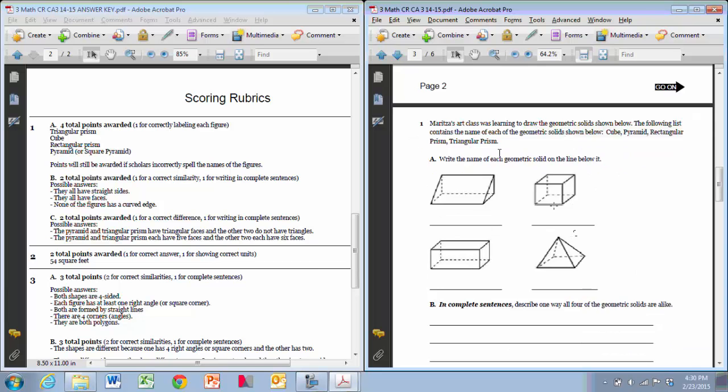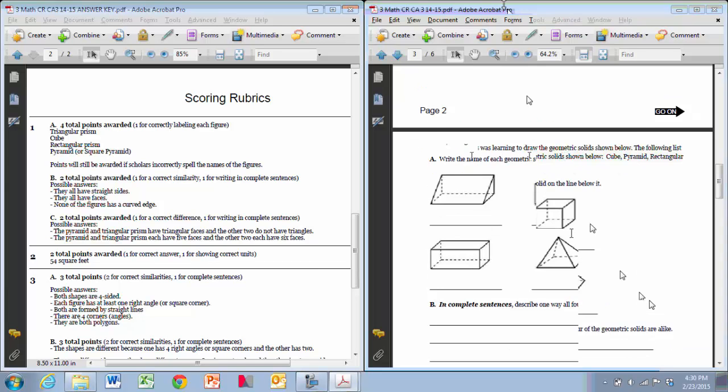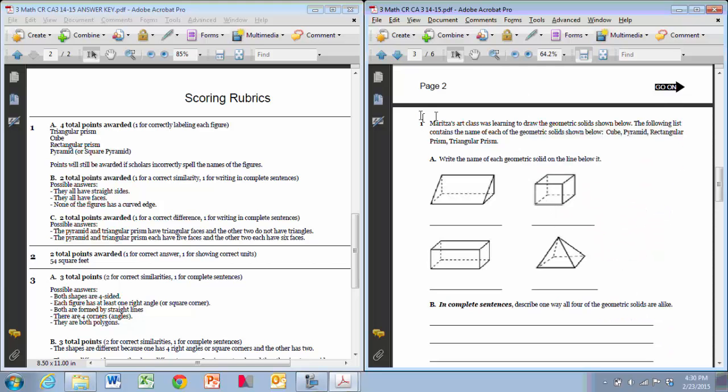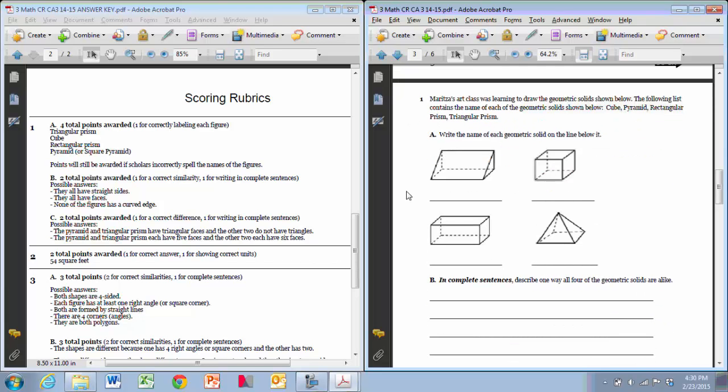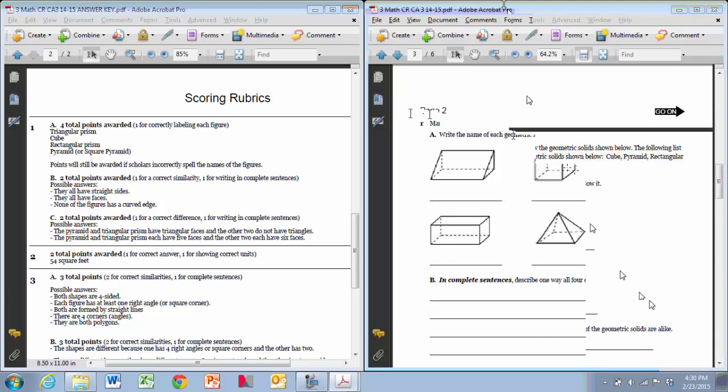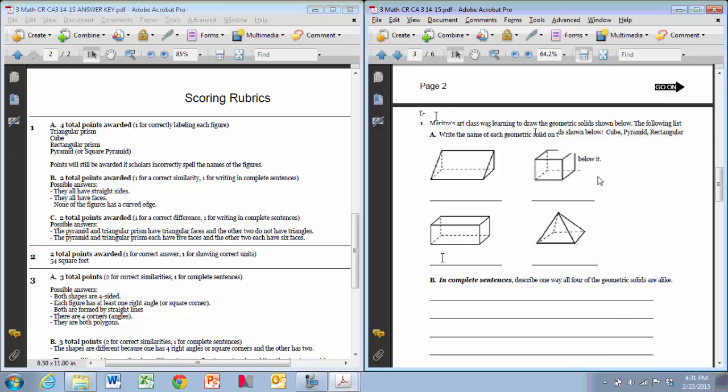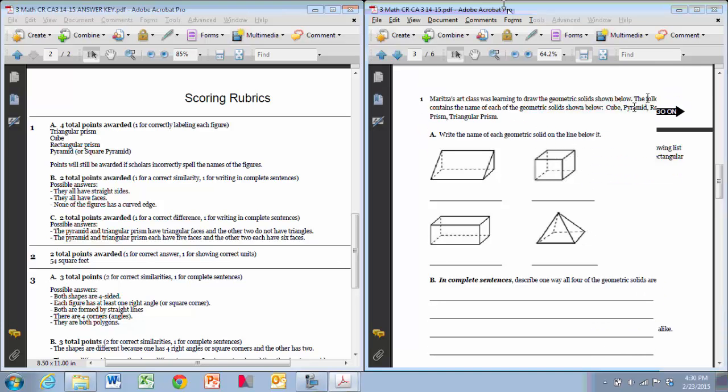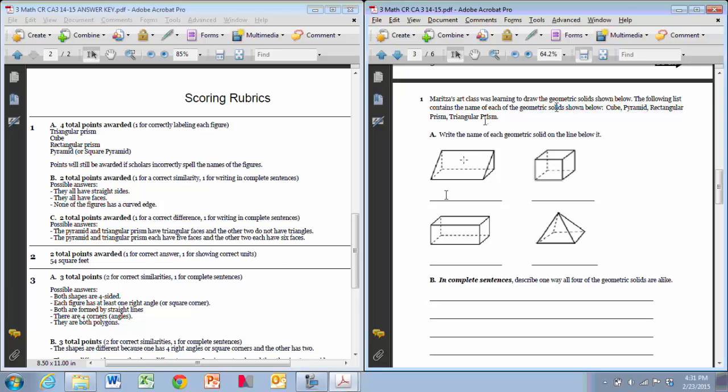So the first question is a geometry question. Total, all of part 1 is worth 8 points total. So part A is worth 4 points total, and it is asking scholars to name each geometric solid on the line underneath it. You'll see that in the question, it kind of gives them a list right here. So they'll need to note that this one is a triangular prism, this one is a rectangular prism, a cube, and a pyramid, or they can write that it was a square pyramid.